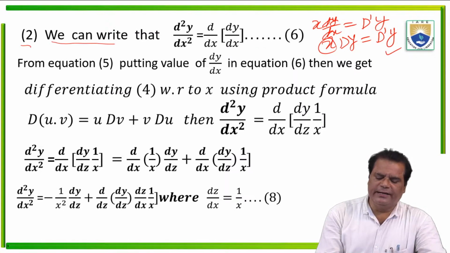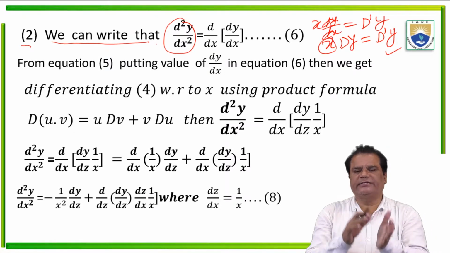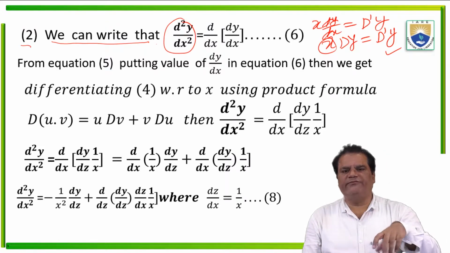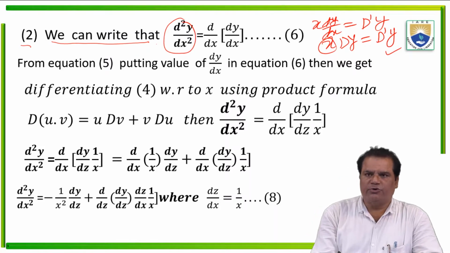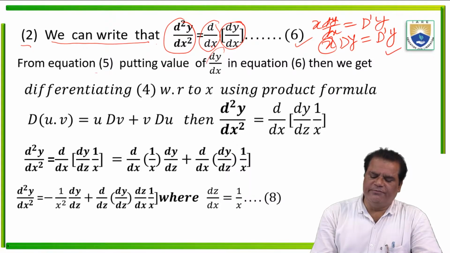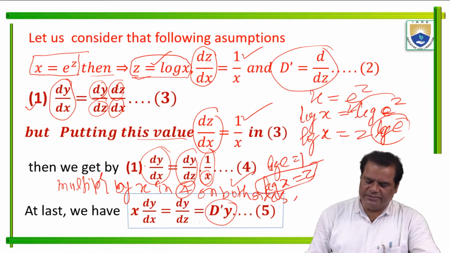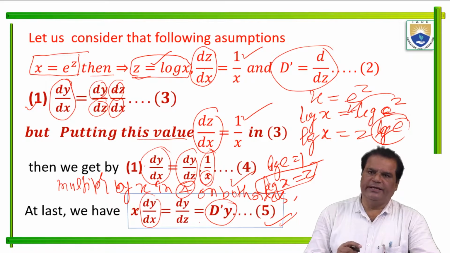Now point 2. We can write d2 by dx2. What is d2 by dx2? d2y by dx2 is the derivative with respect to x of dy dx. This is d2 by dx2, so I am writing it as the derivative with respect to x of dy upon dx. This is equation 6. We have already found the value of dy dx in equation 5. Putting the value of dy dx from equation 5 in equation 6, dy dx is 1 upon x dy dz.